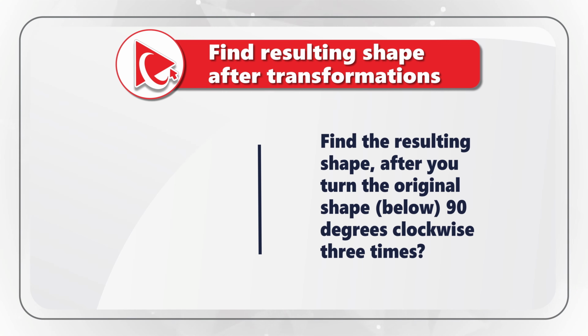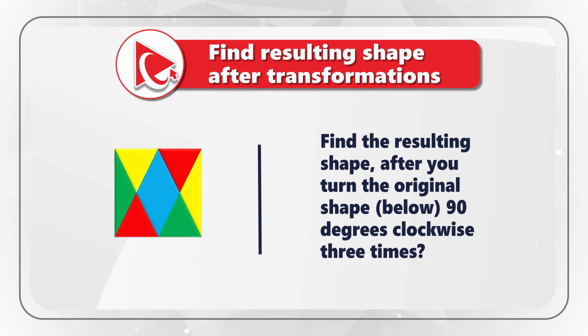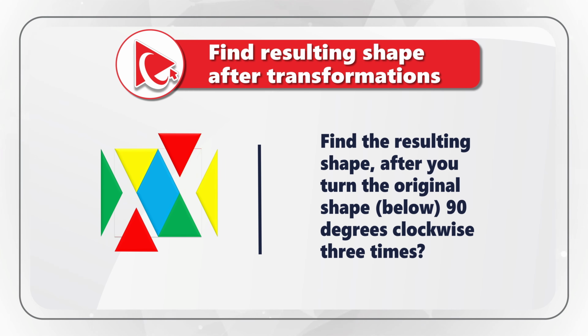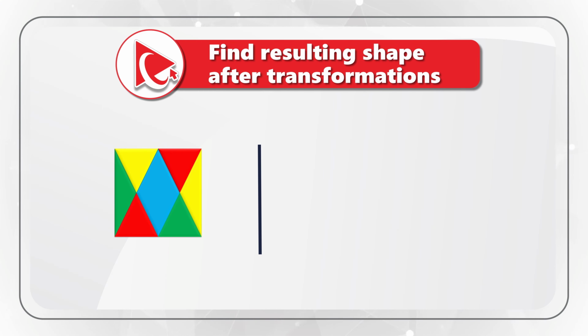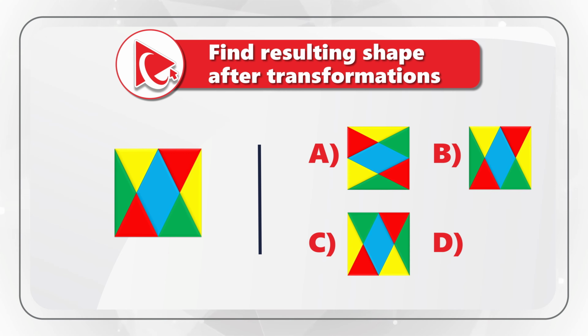You need to find the resulting shape after the transformations. You're presented with the square that consists of different triangles of a different color. And you need to turn the original shape 90-degree clockwise 3 times. You have 4 different choices to select the shape after the transformations. Choice A, B, C, and D. Take a close look to see if you can calculate the final solution.